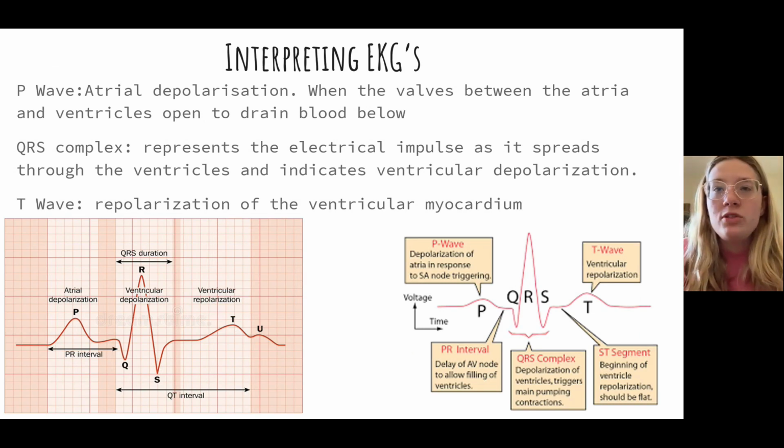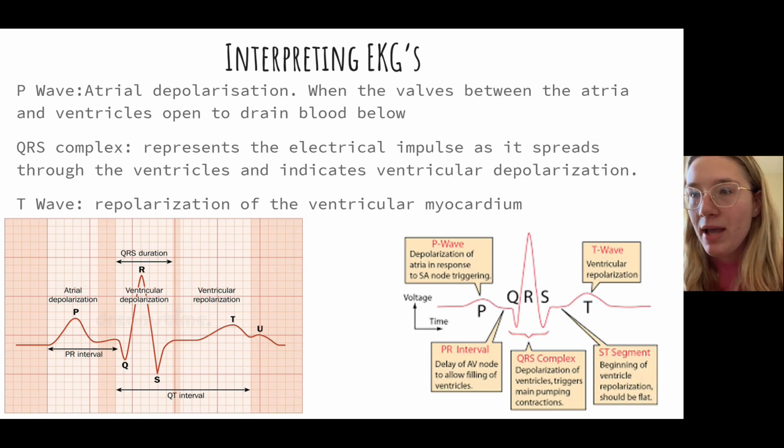So, what do we see when we're looking at an EKG? Well, when we see the P wave, this is our atrial depolarization. Okay, so essentially what's happening during our P wave is that my atria is being depolarized. Okay, so the electrical activity is being sent across the atria. Okay, the valves between the atria and the ventricles now open to drain blood flow. Okay, so where does the blood go? It goes from the atria and it drains down into the ventricles.